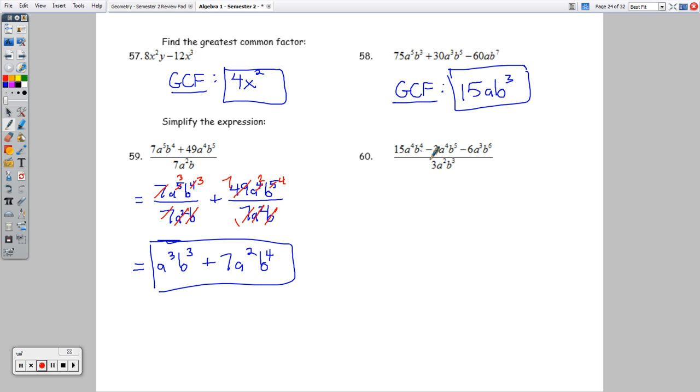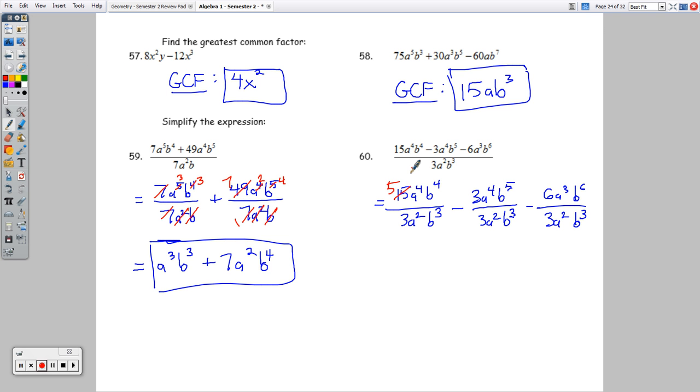The same thing works here. You could say that this is 15a to the fourth b to the fourth over 3a squared b to the third, minus, and then each term here being divided by that right there. So minus 3a to the fourth b to the fifth over 3a squared b cubed, and that minus 6a cubed b to the sixth, and then 3a squared b cubed there. So you can tackle each piece individually that way.